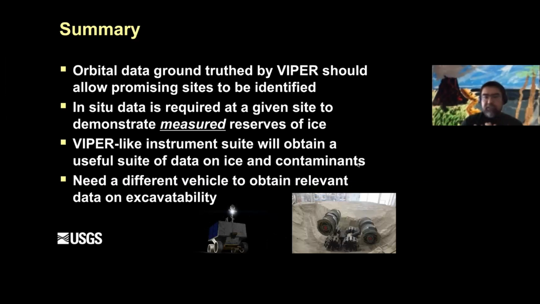As an example, Viper has a very good set of instruments for characterizing ice. So a similar instrument suite should suffice. But to demonstrate that you can recover the resource, that you can excavate it and transport it around, landing something like Razor could do that. So the exploration of a site with a combination of a Viper-like science rover and a Razor-like excavator should be extremely powerful. In particular, it will allow you to do real 3D characterization of ice deposits with a combination of drilling and trenching.